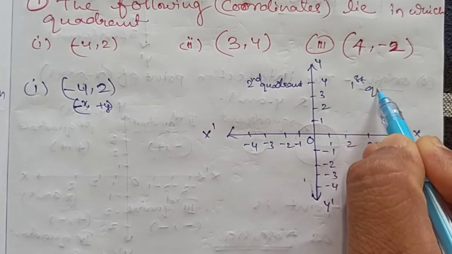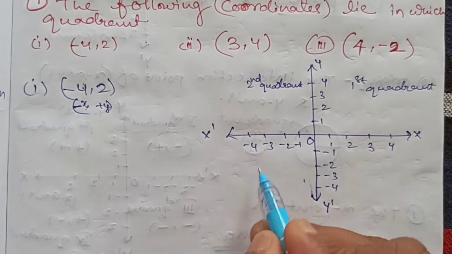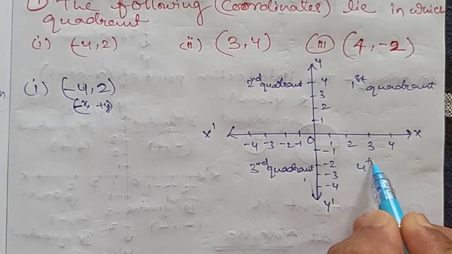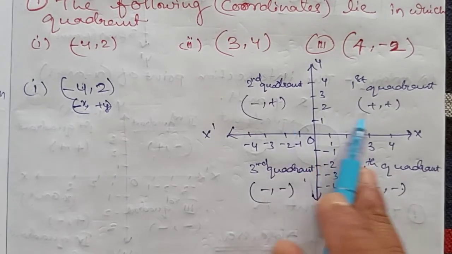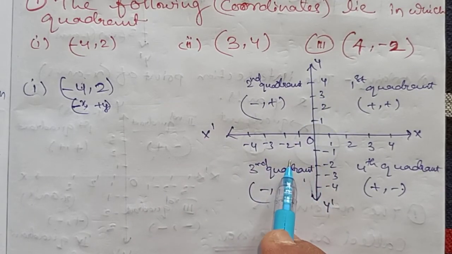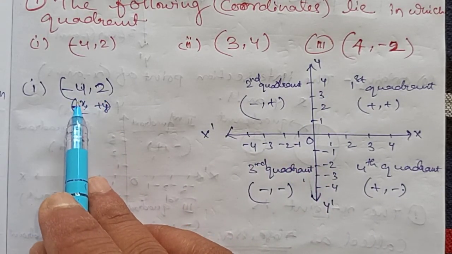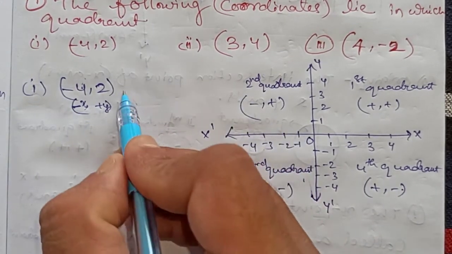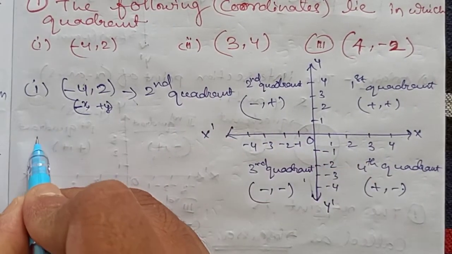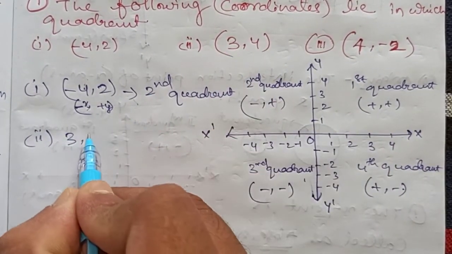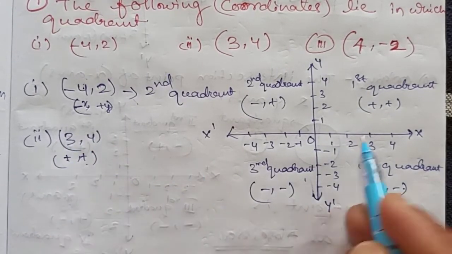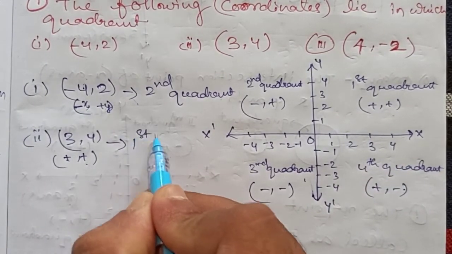This is the first quadrant, this is the third quadrant, this one is the fourth quadrant. Okay, so by seeing their signs we will easily be able to identify in which quadrant these coordinates lie. Okay, minus 4 and 2, one is minus, one is plus. Minus and plus, obviously it will lie in the second quadrant. Okay, next 3 and 4, that means both plus and plus. This is plus as well as this is plus. So plus and plus will lie in the first quadrant.